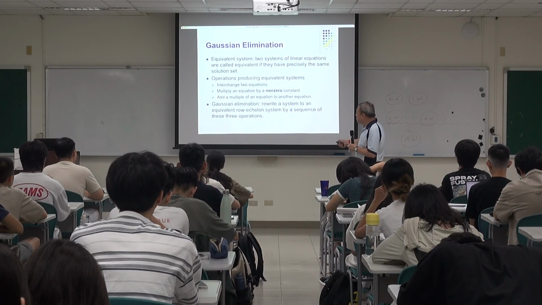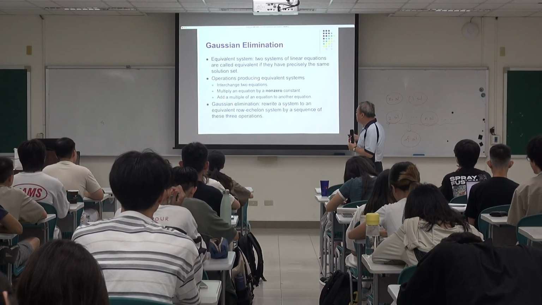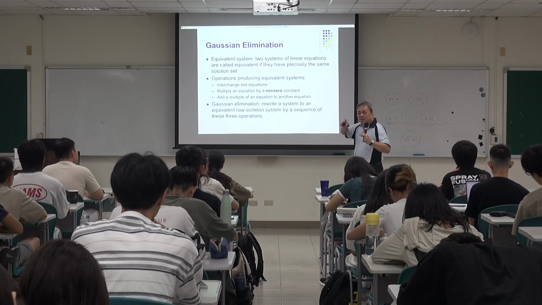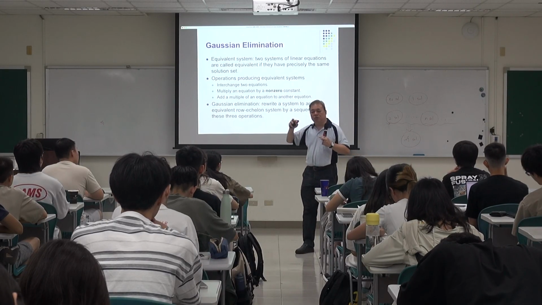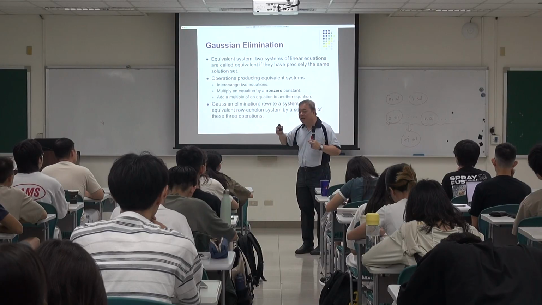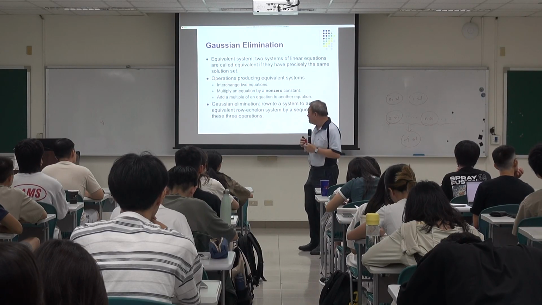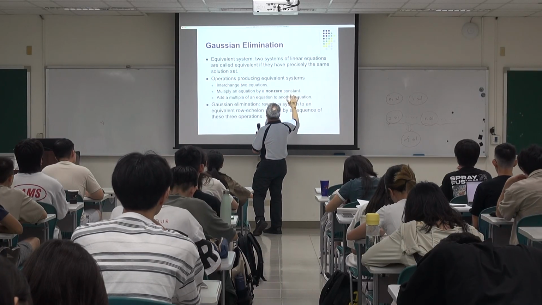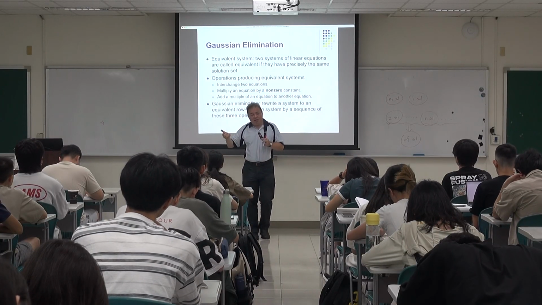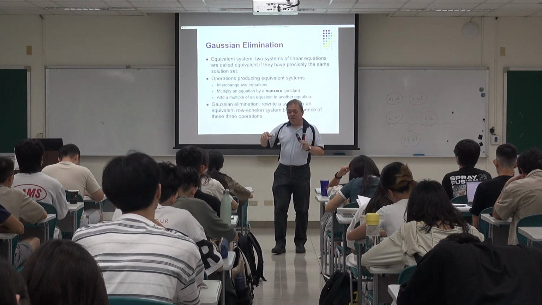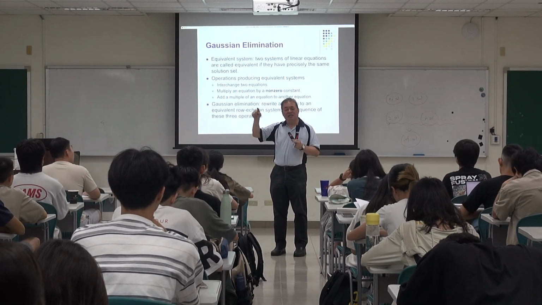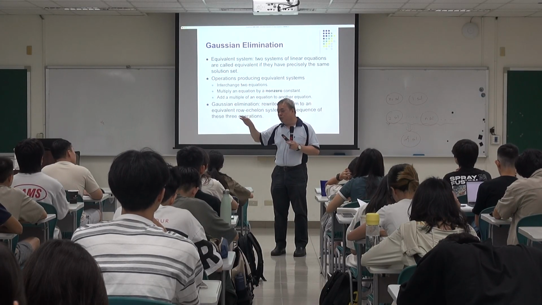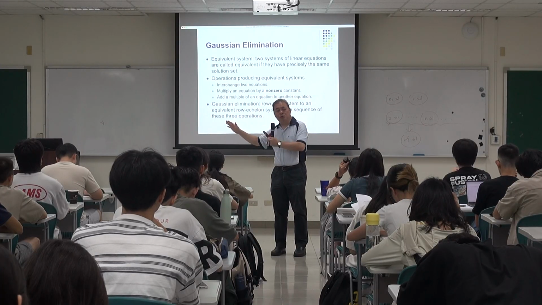So the operations that will produce the equivalent system include exchange two equations. Exchanging two equations does not change the solution space, right? Obviously, right? This is easy. Multiply the equation by a non-zero constant. Again, you can come back, right? If you multiply by a non-zero constant c, you can always multiply by 1 over c to return it back to the original shape, right?